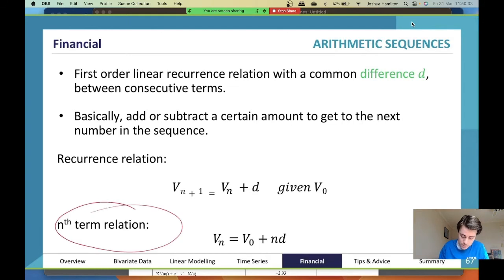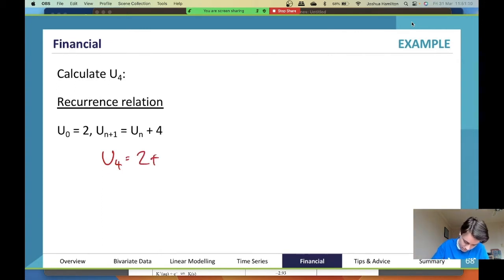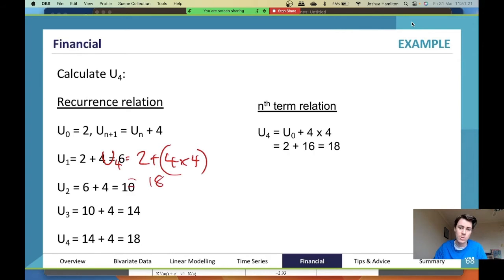You can make them into an nth term when they're just an arithmetic sequence, where they just add or subtract. There's no multiplication or division. And as you can see there, you go Vn+1 = Vn + D, whatever D is. Or you go Vn = V0 + n times D. So if you want to find the fifth term, you go 5 times whatever the D value is. As you can see here, calculate U4. In this case you've got U0 equals 2. So U4 equals 2 plus 4 times 4. So you get 16 plus 2 equals 18. Very simple way of doing it. You can go about it the long way like that, or you can use the nth term, and it's much, much quicker. So that's how you go about it there.